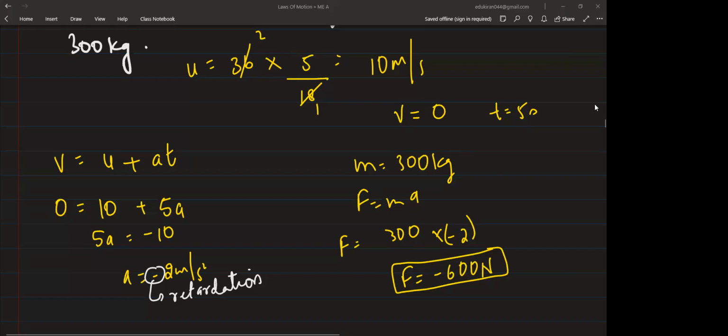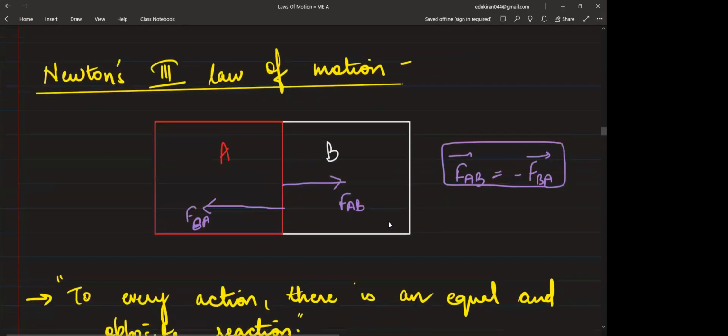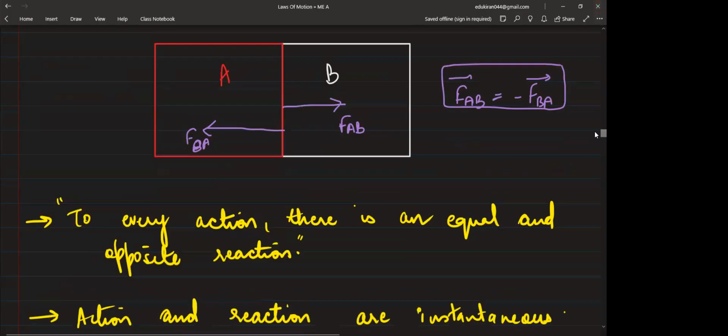Now, Newton's third law is all about action and reaction. Basically, it's very easy to see. There's a body A, there's a body B. They are in contact with each other. So whatever is the force exerted on B due to A will exactly be exerted on A due to B. So that's why we say FAB is equal to minus FBA. So Newton's third law of motion says that to every action, there is an equal and opposite reaction to it.